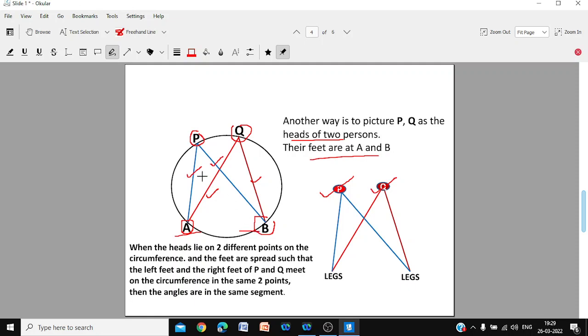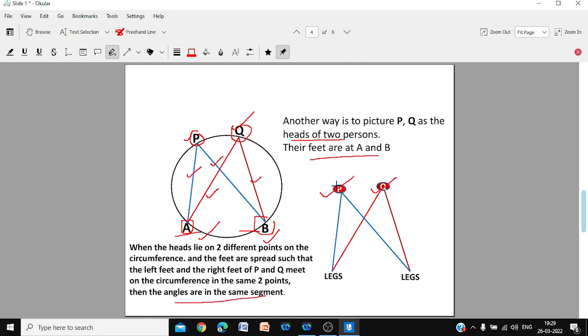So when the head of P and head of Q lie on the circumference and feet are spread out in such a way that the left feet and the right feet meet on the same 2 points on the circumference, and of course, all the points should be on the circumference, then you can say they are in the same segment.